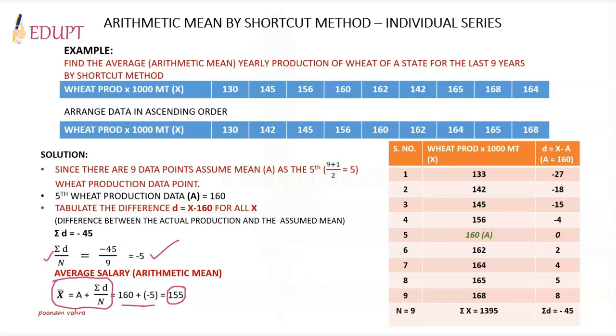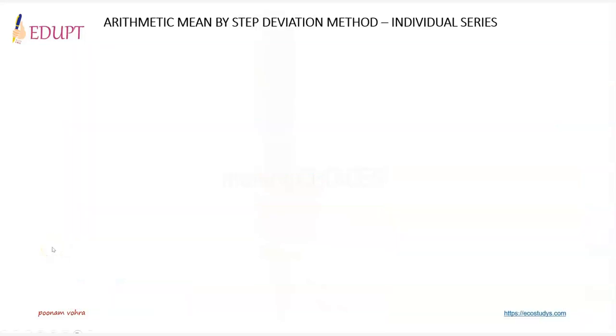So the interpretation is that wheat production is on an average 155 metric ton in a state for the last 9 years. Now let us understand the step deviation method of finding arithmetic mean in individual series. First, let's have a look at the steps involved.